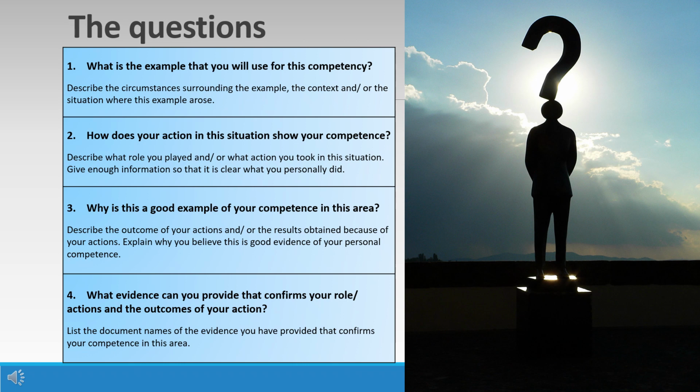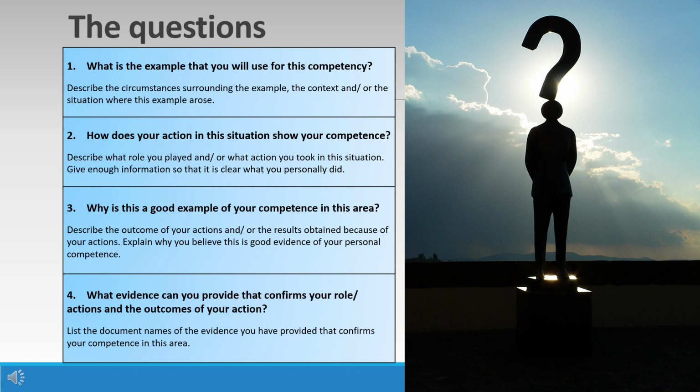Question number 3 is, why is this a good example of your competence in the area? So now you're required to explain why you think this worked out. What was a successful outcome of your action? Well, first thing is, did the training committee accept it? So have you got some sort of confirmation that the training committee has accepted it? Secondly, did the CETA accept it? So if you achieve those outcomes, then you can put that explanation into the answer to question 3.